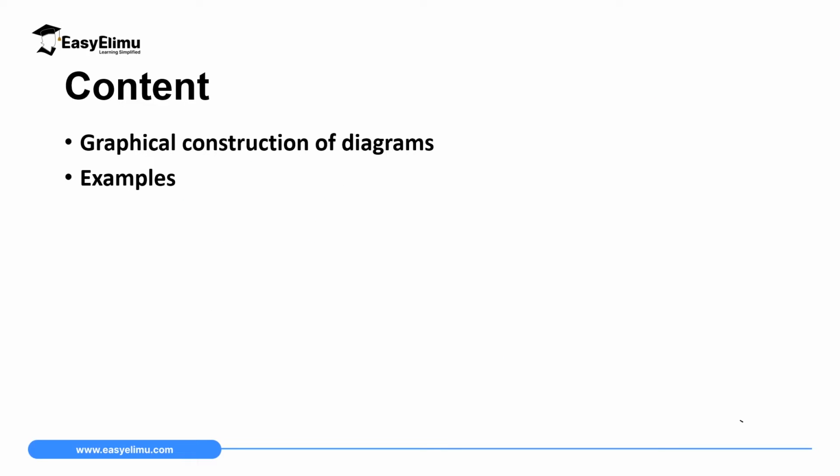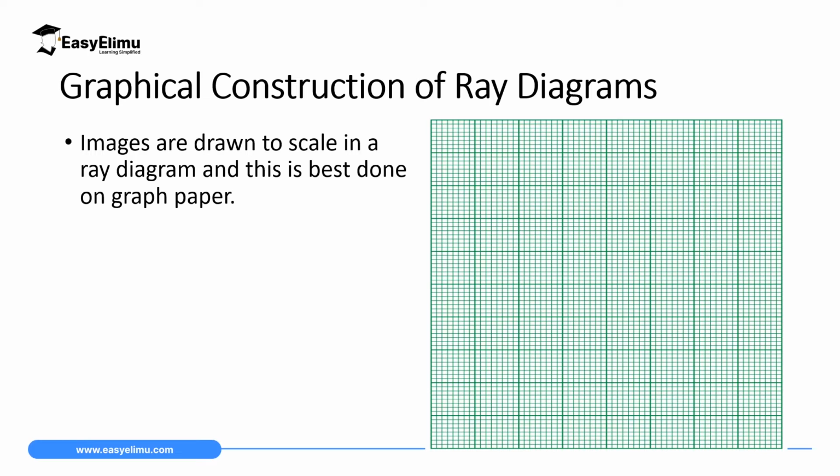By the end of this lesson, I expect you to be able to accurately construct ray diagrams on a graph paper, and then later we will discuss a few examples in which we are going to construct ray diagrams on a graph paper. Then we are going to use it to determine the characteristics of the image formed, the height of the image formed, the distance of the image from the mirror, and even the distance of the object from the mirror. So images obtained from curved mirrors can be drawn to scale in a ray diagram.